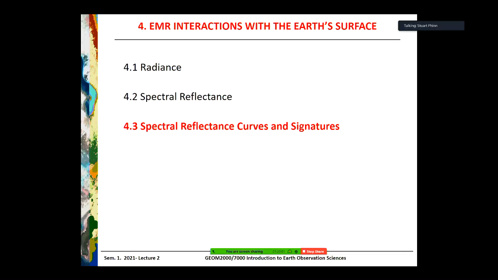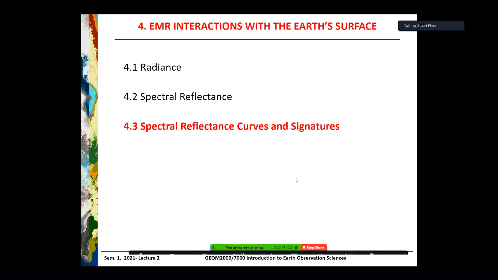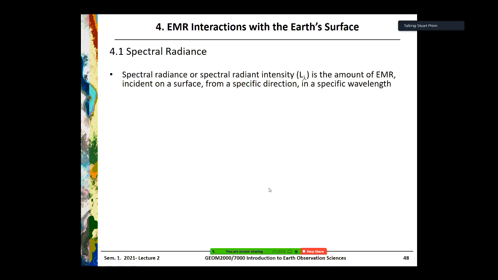We'll finish that off, and then I'm going to do a little bit of geospatial data essentials, so we're all on the same page for this week's practical and the field practical next week, which I'll talk about briefly as well. I'm briefly going to talk about measurement units in 4.1 and 4.2. The critical part of this section is 4.3 about spectral reflectance curves or signatures. Okay, so spectral radiance.